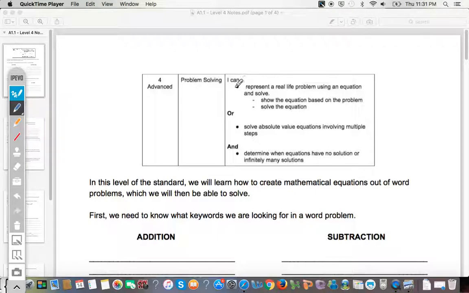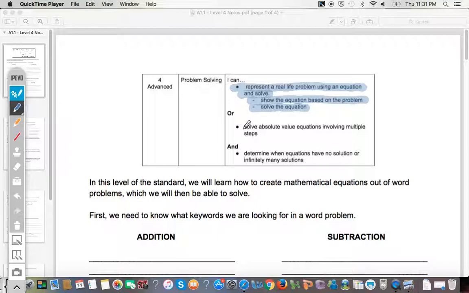So you will be able to represent a real-life problem using an equation and solve. That involves showing the equation based on the problem and solving the equation. Basically, we are going to be dealing with word problems, so a sentence or a paragraph. And from that sentence or paragraph, we will have to put it into mathematical terms or create a mathematical statement, which we can also say is an equation.